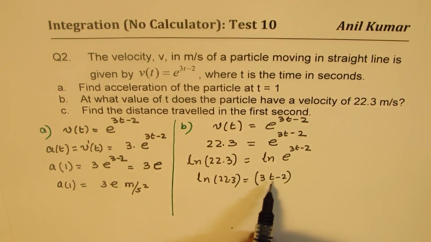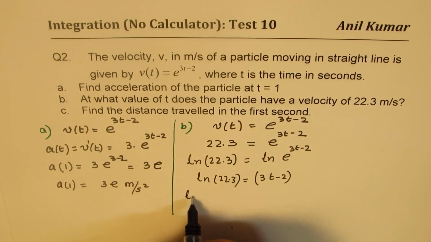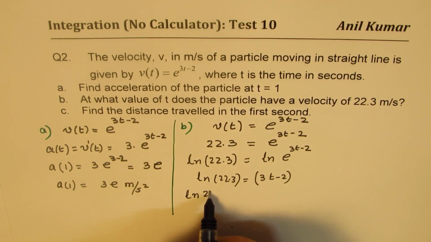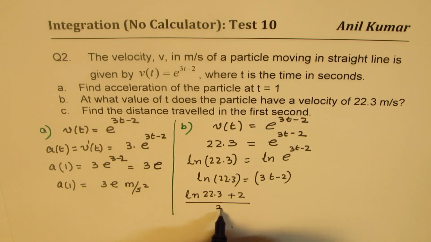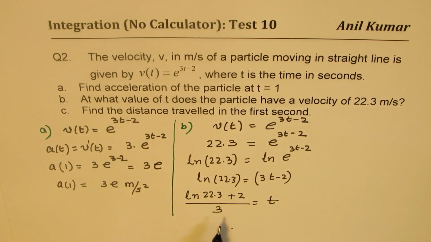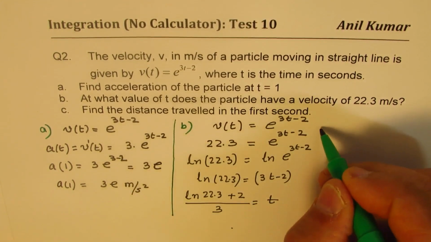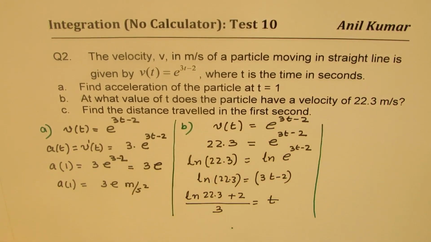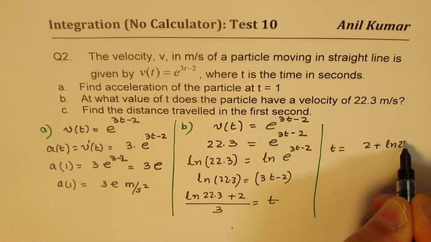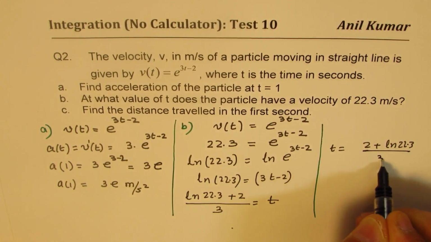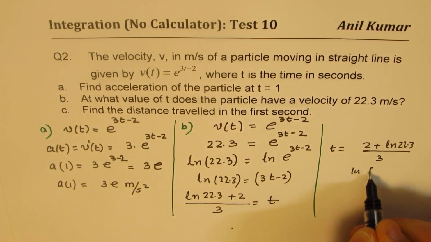So from here you can calculate what t is. So you get t as ln 22.3 plus 2 divided by 3, right? That is the value of t. So we'll leave it at this stage since we are not allowed the calculator, right? So time t in seconds is, let's write down here, t basically is equal to 2 plus ln 22.3 divided by 3 in seconds.